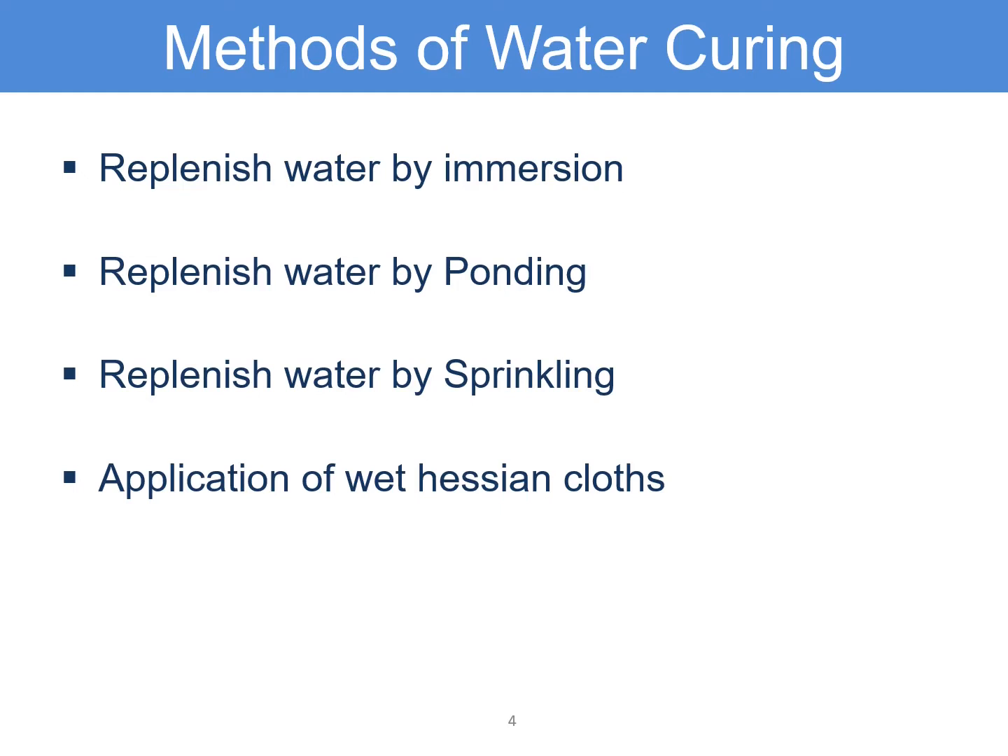The third is replenishing water by sprinkling, and the fourth one is application of wet Hessian cloth on top of the concrete. That means the concrete is completely covered with wet Hessian cloth, which is wetted with water. So the idea is that at any point of time, under any circumstances, the concrete surface which is directly exposed to the atmosphere needs to be covered, so that the cover will act as a barrier against the loss of moisture from the surface of the concrete.